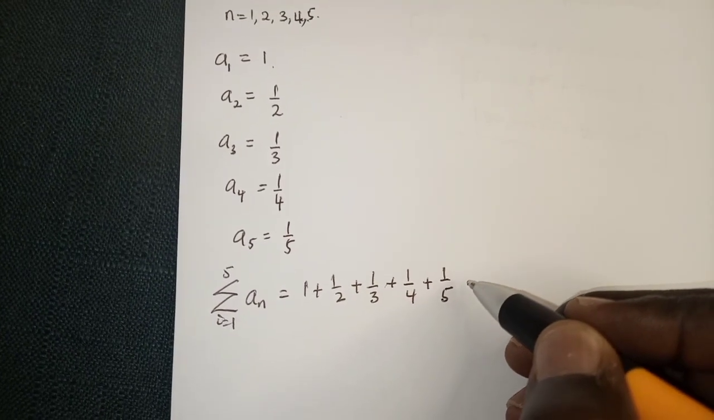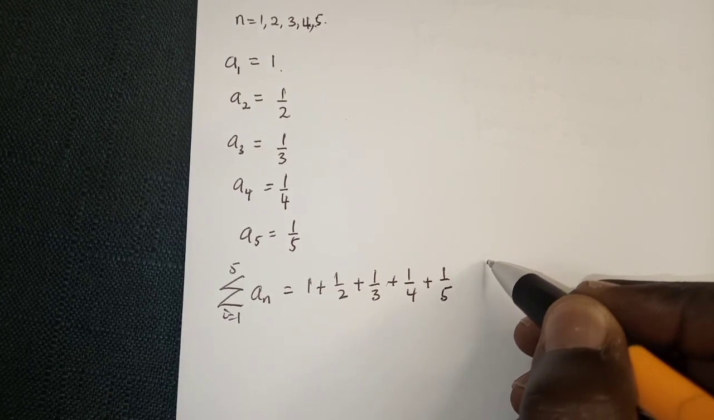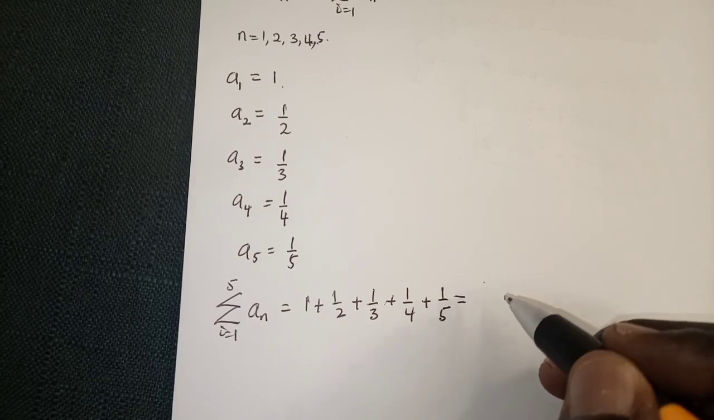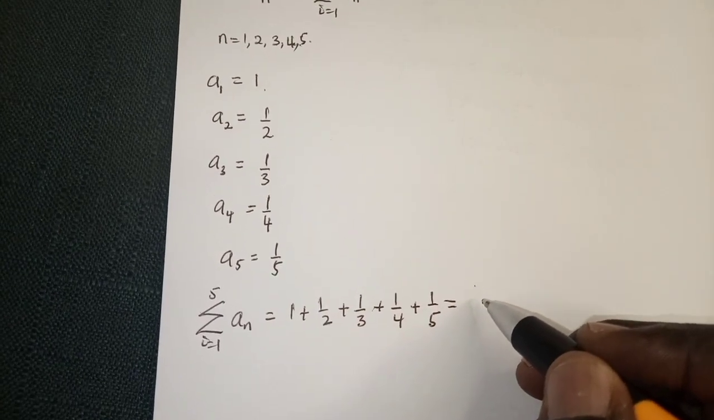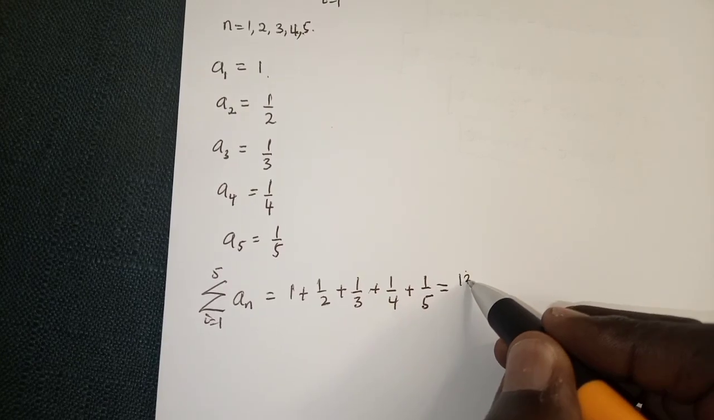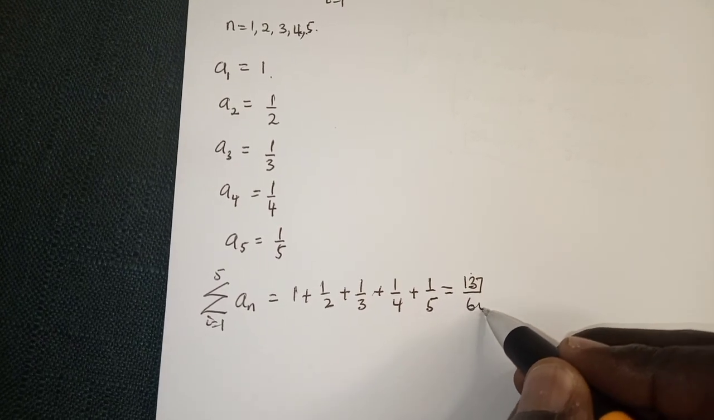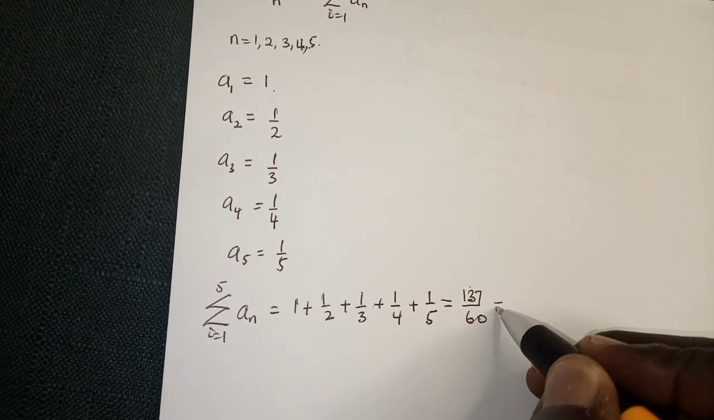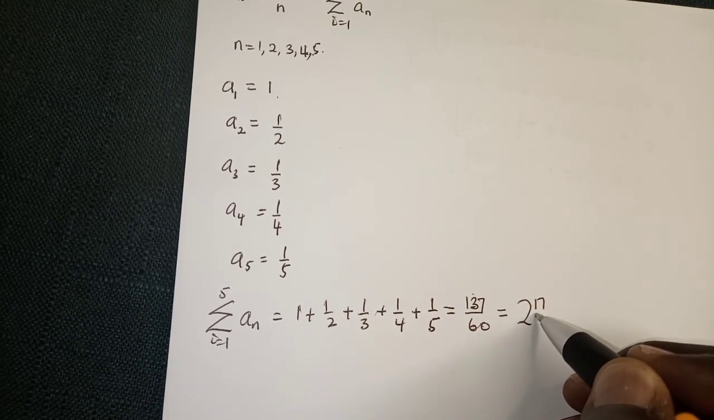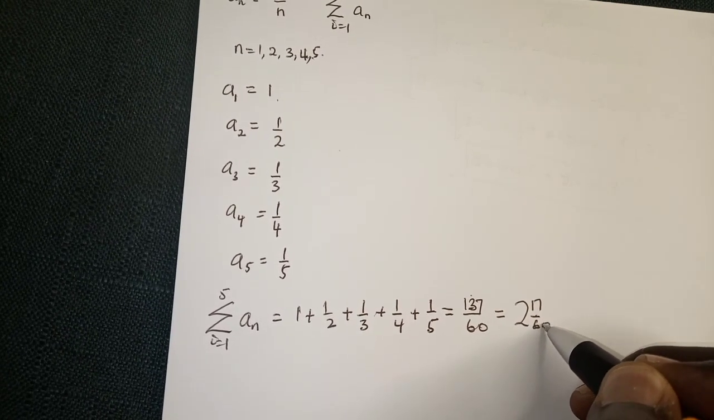You have to leave your answer in fraction. So when you add everything, it will be a recurrent decimal. But if you maintain the fraction, you get 137 on 60, which is the same as 2 whole number 17 on 60. And that's all.